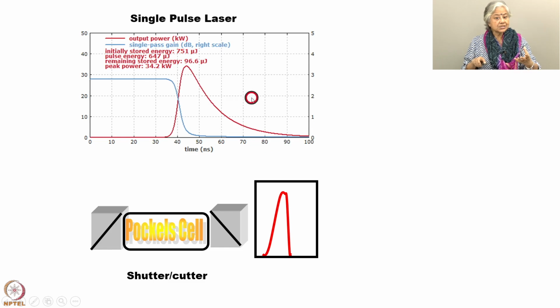So, in one burst of energy, in a time duration of say 40 to 80, around 40 nanoseconds, all your gain has become 0, all your energy is transferred into the pulse. So, this is how you get pulsed lasers.